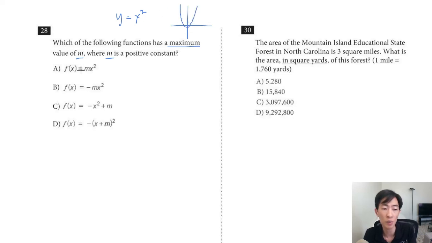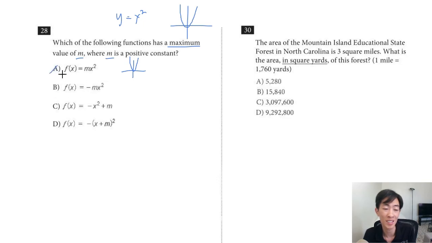And so if you multiply this by m, and it's a positive constant, the effect is making the parabola narrower. And so choice A is also going to look like this, a relatively narrow parabola. But since m is positive, it's going to be facing upward, and so m is not going to be the max value. The minimum value is really going to be 0, 0. M is just telling you how narrow it's going to be. So A is going to be out.